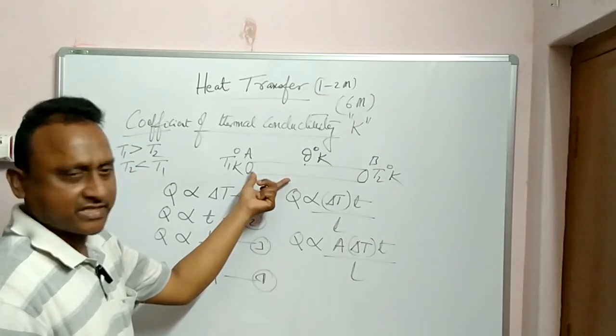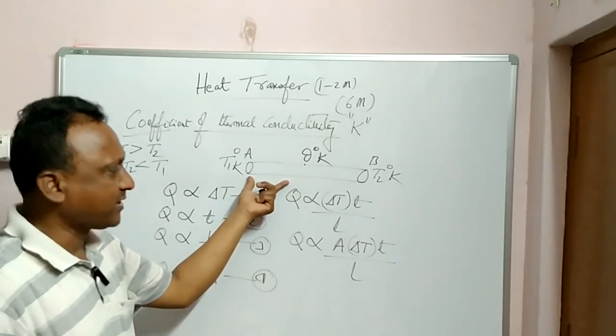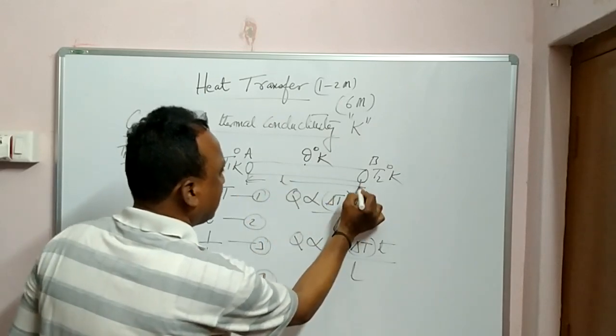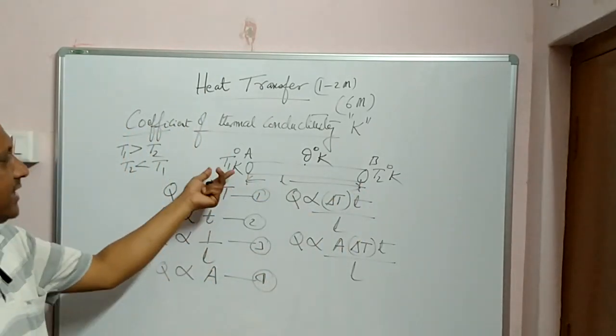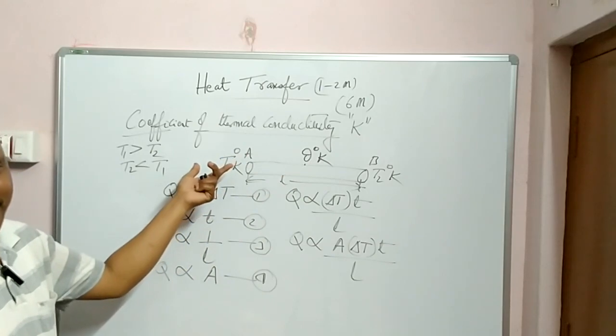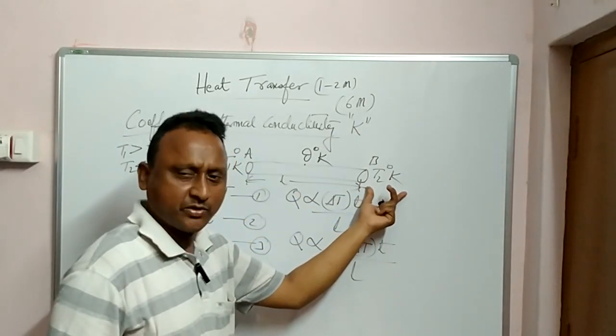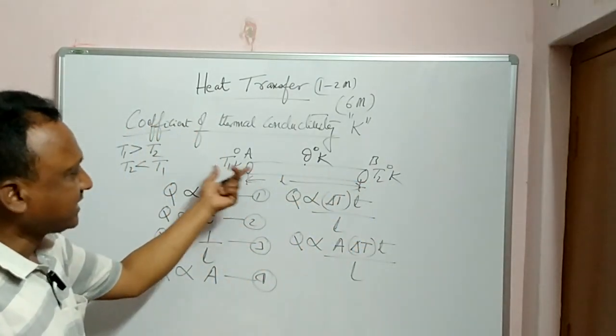A is the area of cross section, pi r square or pi d square by 4. L, length of the conductor. Okay, length of the conductor. T1 and T2 temperatures. Here the temperature is T1 degrees, and here the temperature is T2 degrees centigrade. So these are the temperatures.